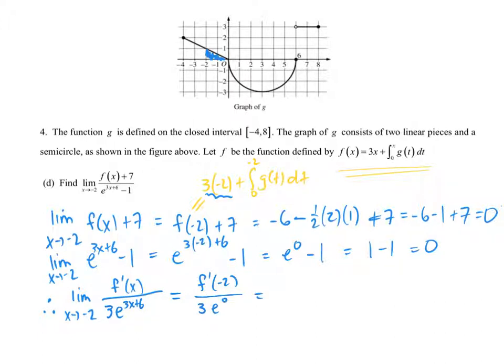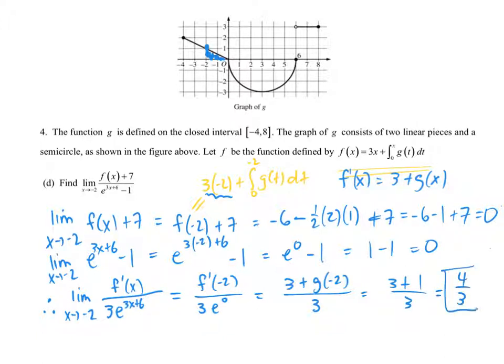And now I need to figure out what f prime of negative 2 is. Well, remember from part A that f prime was equal to 3 plus g of x. And so this is going to be 3 plus g of negative 2 over 3. And g of negative 2 is the y value right here. Let me use my little laser pointer so you can see that. That's going to be positive 1. So this is going to become 3 plus 1 divided by 3, which will give us our final answer of 4/3.